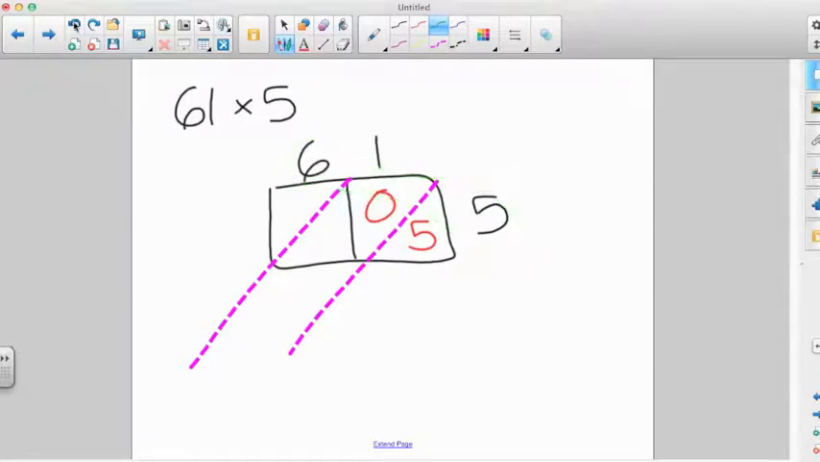Next, we have 6 times 5. What is 6 times 5? Well, quickly I know that that is simply 30. So I write 3 in the 10's place because I have 3 10s and 0 1s. Next, I just drop down my answers. 5 plus 0 is 5. 0 plus 0 is 0. 3 plus 0 is 3. My final solution is 305.